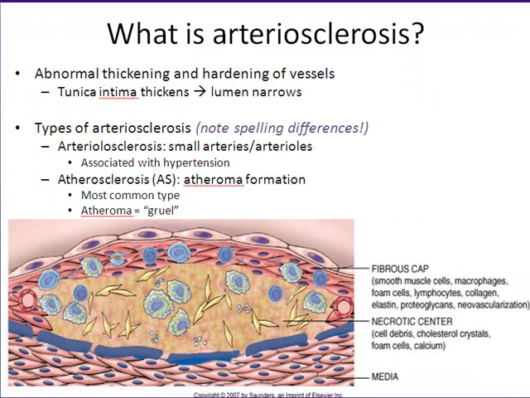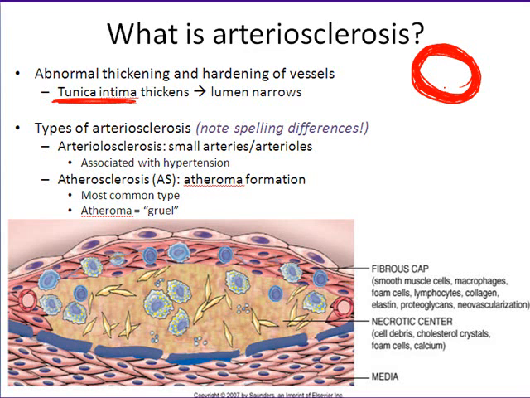So before we start talking about the details, I need to define a few terms for you. This whole part of the lecture is on arteriosclerosis. And arteriosclerosis is sort of a global generalized term that's used to refer to any type of abnormal thickening and hardening of blood vessels. And when we say abnormal thickening, we're talking about the tunica intima, that innermost layer that thickens. And of course, if the tunica intima thickens, if we're looking at a cross-section of a blood vessel, that, of course, is going to reduce the overall size of the lumen. And when I reduce the size of the lumen, of course, that's going to impede blood flow, and it can lead to things like ischemic events.